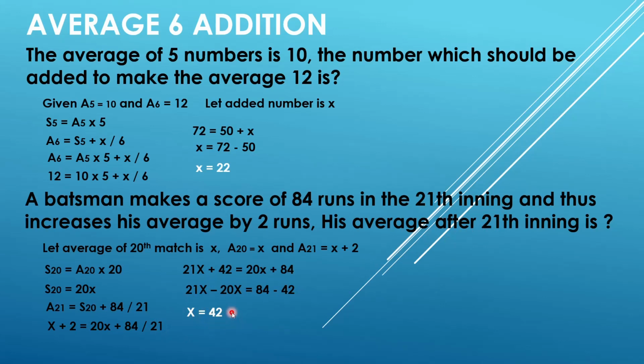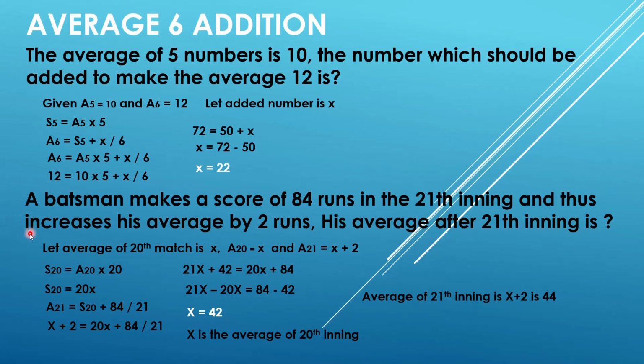Now the average needs to increase by 2 runs, so the average of the 21st inning is x plus 2, that is 44. 42 plus 2 is 44. This is how you can solve this. They can also decrease the average by 2, like x minus 2, and you can take that as an example too. So this will cover your addition or subtraction topic.